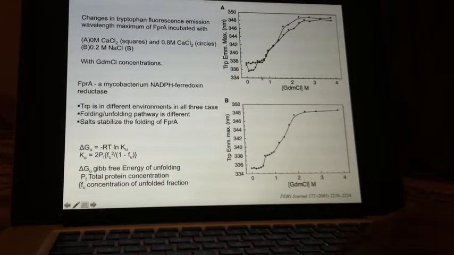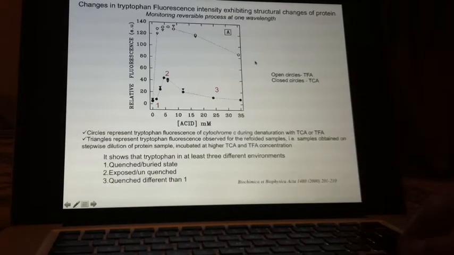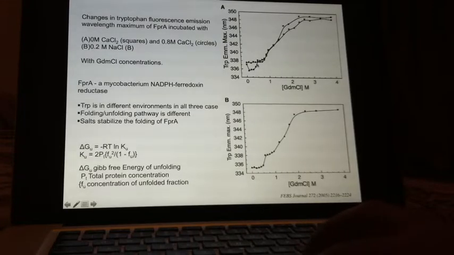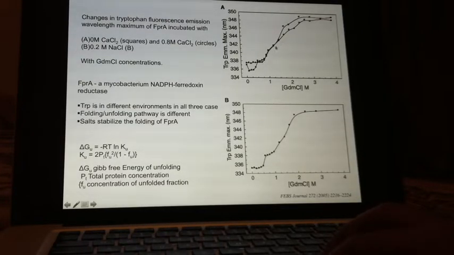Another example shown here is when we monitor the tryptophan emission maxima. For this protein, FPA, when we treat it with guanidine hydrochloride, we don't see any changes in the lambda max of fluorescence up to close to 1 molar guanidine hydrochloride, from where it starts changing, and then again it becomes static. There are no changes in that emission maxima. So according to our concept, the protein below 1 molar guanidine hydrochloride is largely folded. It's largely unfolded above 3 molar concentrations, and between 3 and 1, it exists in different intermediate states.